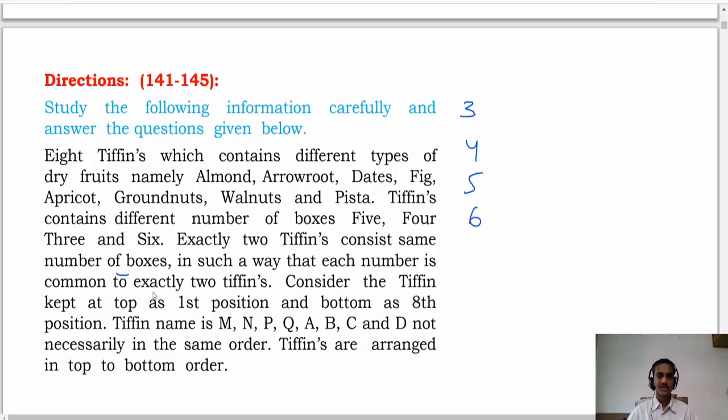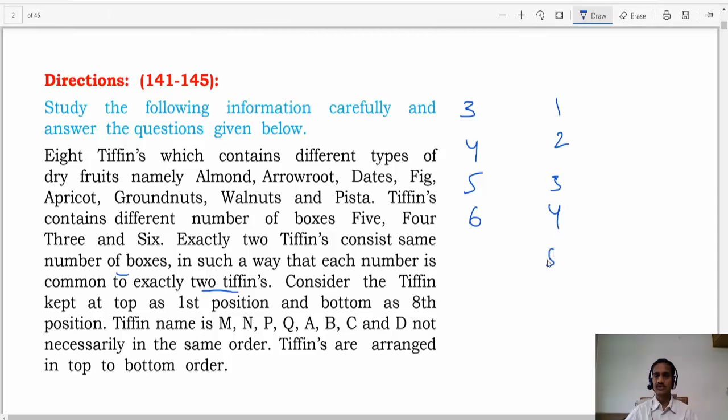In such a way that each number is common to exactly 2 tiffins. Consider the tiffin kept at the top as first position and the bottom as the 8th position. Now numbering: the boxes 1, 2, 3, 4, the boxes that are kept like this 5, 6, 7. This is the top, this is the bottom. And tiffins are arranged in top to bottom order.